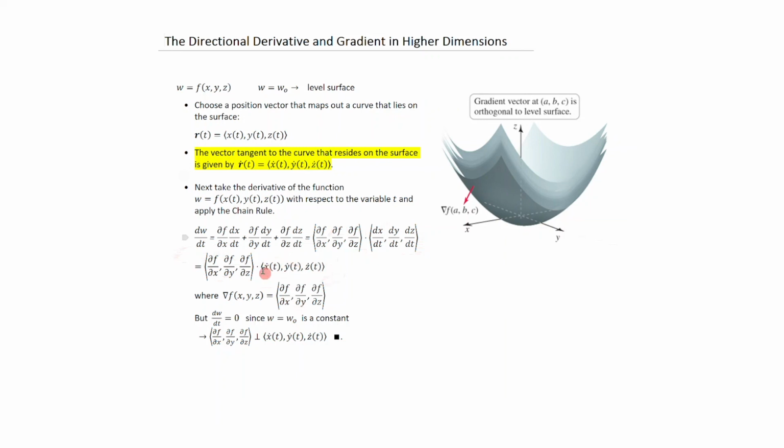So this tangent vector is tangent to a curve, and that curve lies on the surface. Okay? But dw/dt equals 0, since w is a constant. Therefore, the gradient vector dot the tangent vector equals 0, which basically says that the gradient vector is perpendicular to the tangent vector, which means it's perpendicular to the surface. Okay, so the notion of perpendicularity here now is with respect to a surface rather than a level curve. And of course, you can extend this to higher dimensions if you choose to do so.